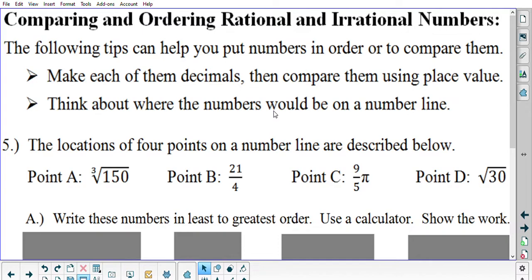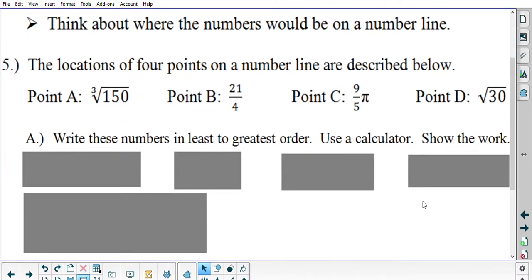All right, problem number 5. The locations of 4 points on a number line are described below. So they tell you point A is the cube root of 150, point B is the fraction 21/4, point C is 9/5 times pi, that's what I mean when it's next to pi. Point D is the square root of 30. All right, part A, write these numbers in least to greatest order. Use a calculator. Show the work.